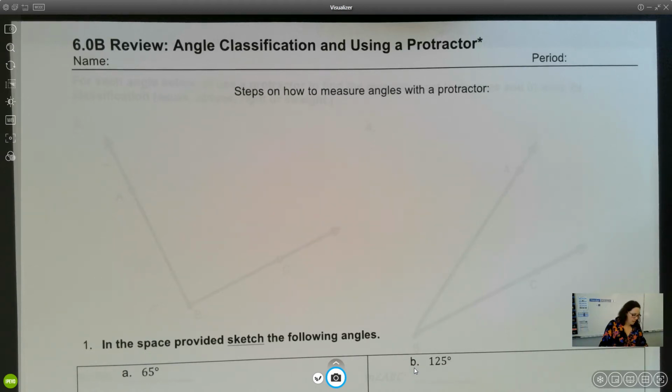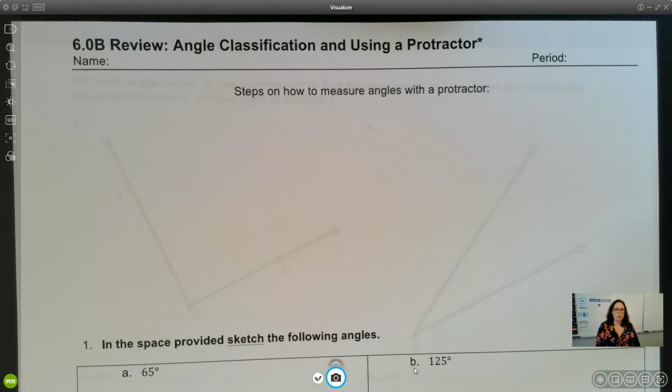Guys, so Module 6, we're going to start looking at and reviewing how to use a protractor to make angles and read angles. So for the 6.0A review, you should have gone through those pages of vocabulary and make sure you understand from your past somewhere what all those mean. That vocabulary is very key for this module.